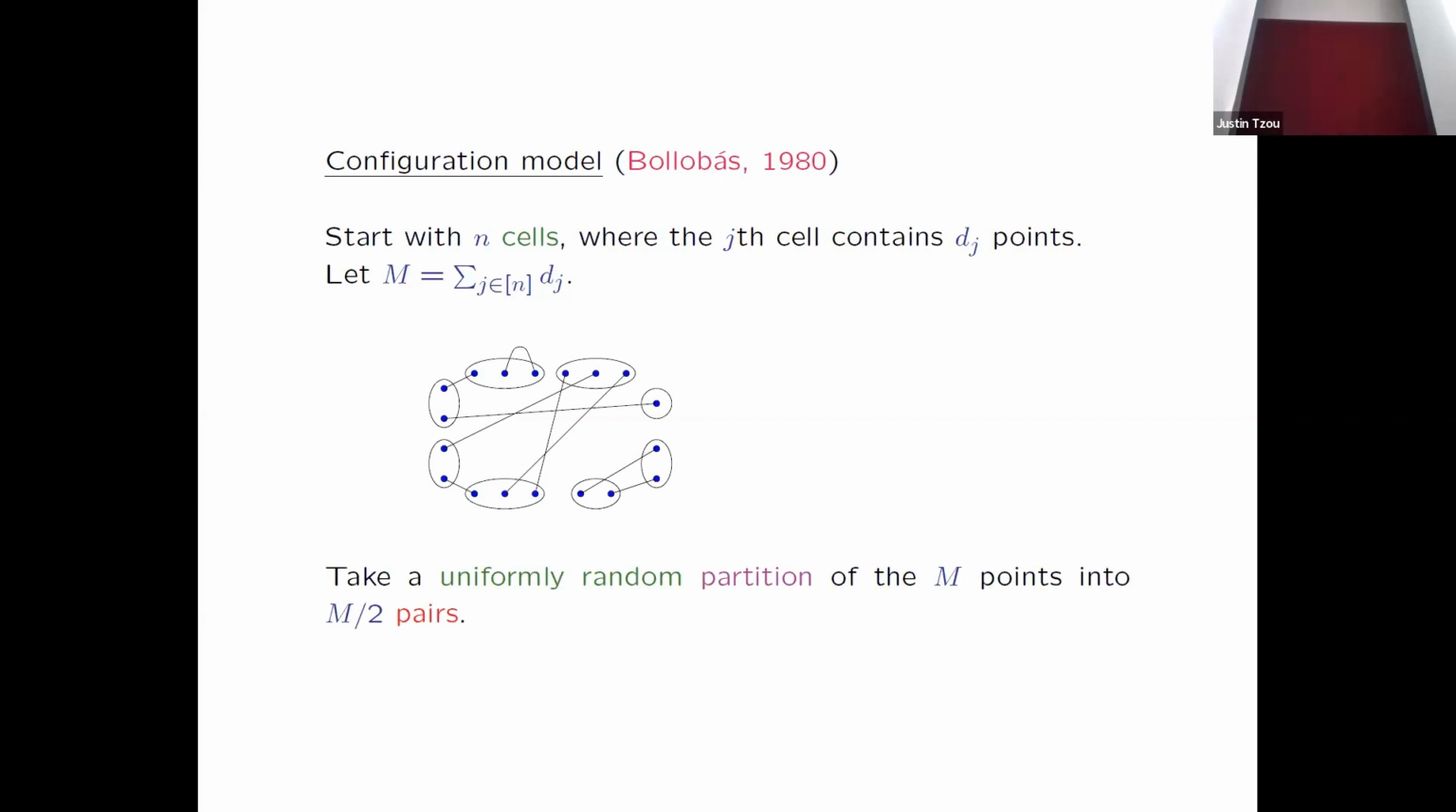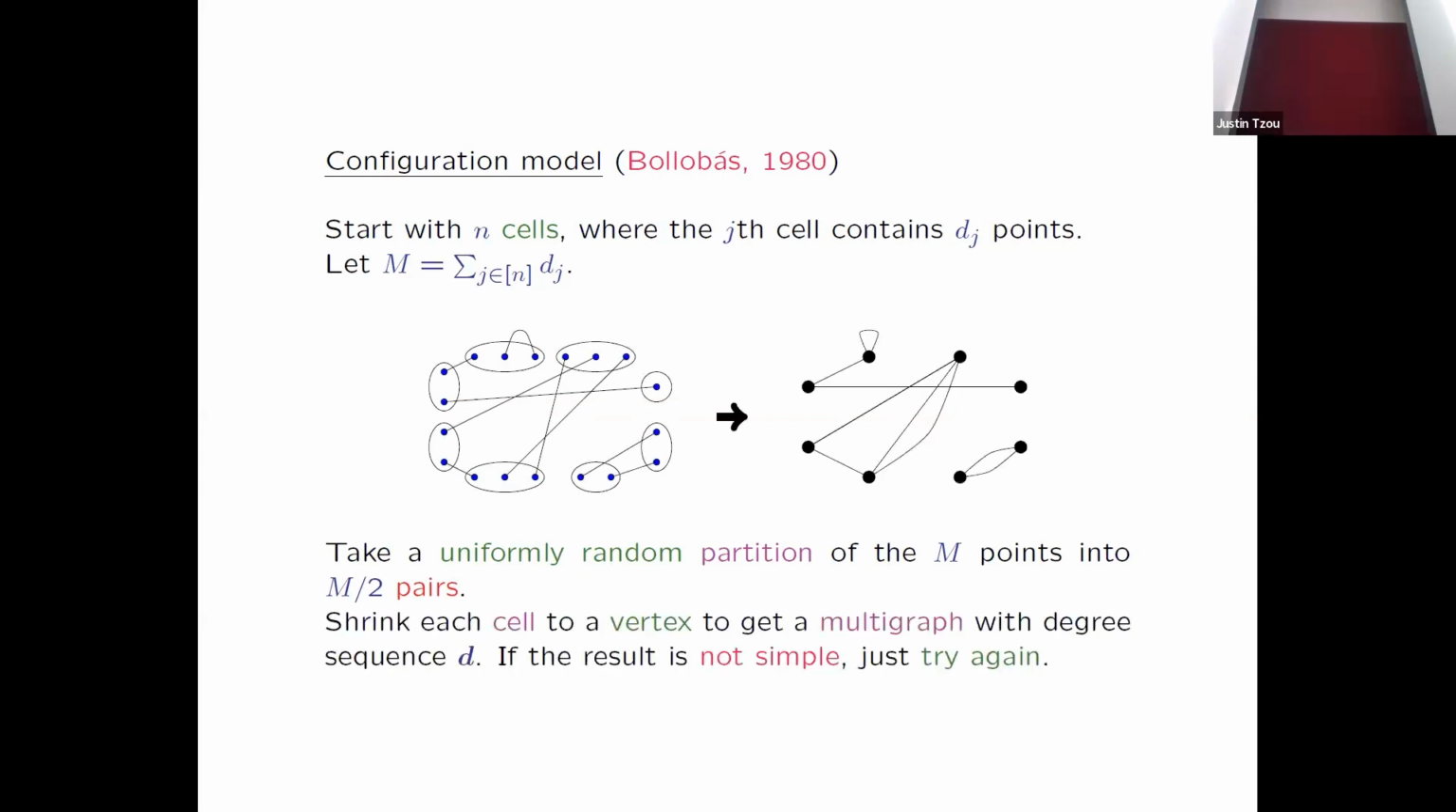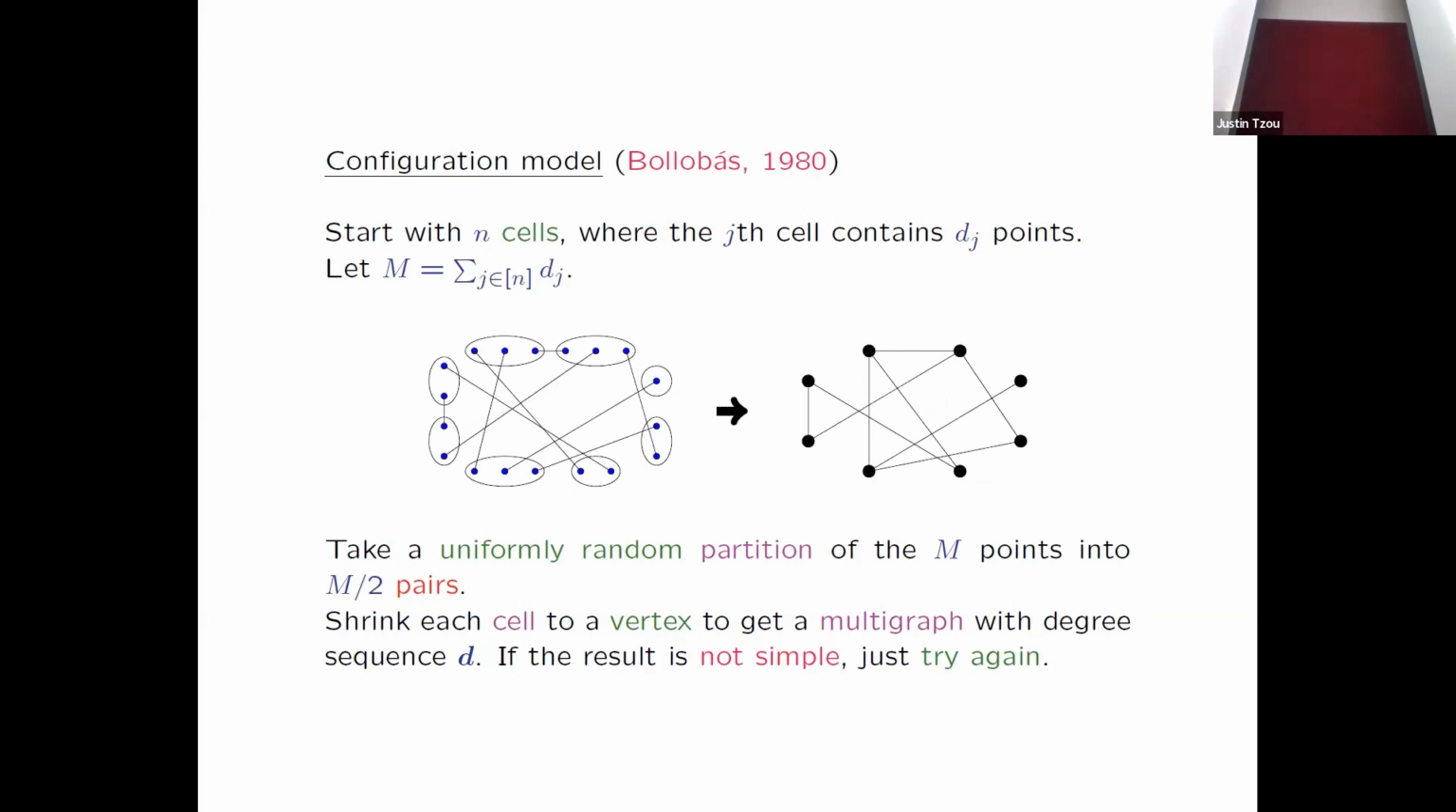Once you've chosen your uniformly random pairing, you shrink all the cells to vertices, and now you have a multigraph with the desired degree sequence. It may have loops and multiple edges, which we don't want. If it does, we throw it out, choose another random configuration and try again. So it's a rejection sampling algorithm. When you finally get a graph that's simple, you output that as the result of the algorithm.